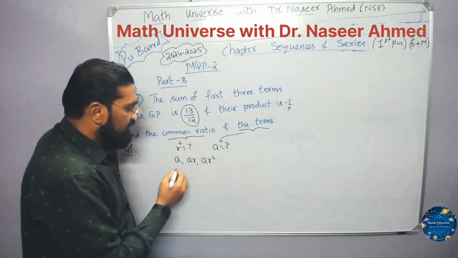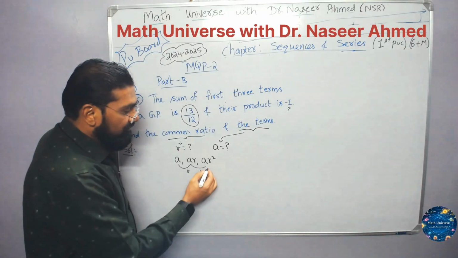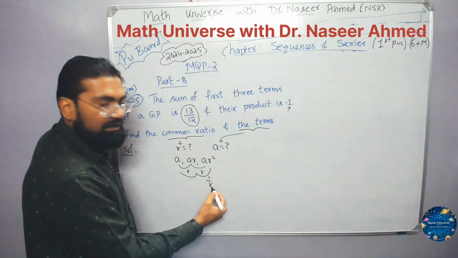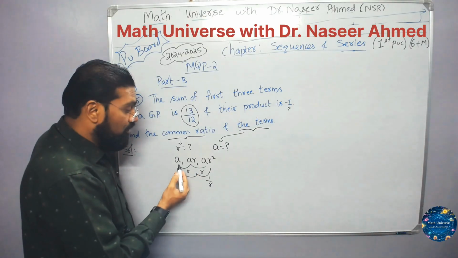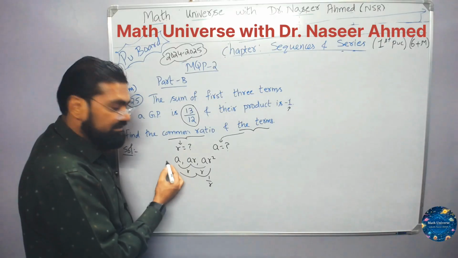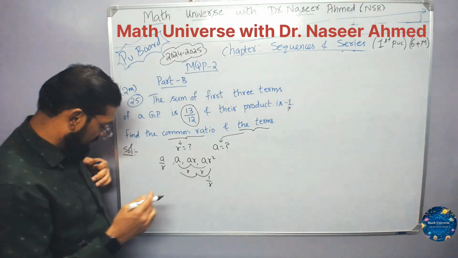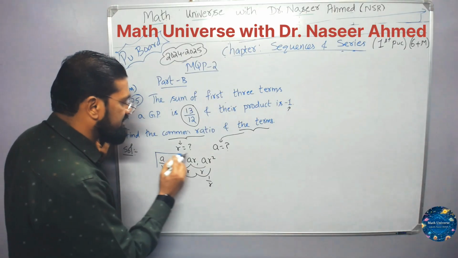Listen. When you want to go forward, you should multiply by the common ratio, correct? But if you want to come back, you should divide by r. See, ar square by r will be ar. Ar by r will be a. So what could be the term before this? Divide by r, so I'll get a by r. So we will be choosing the terms to be this.